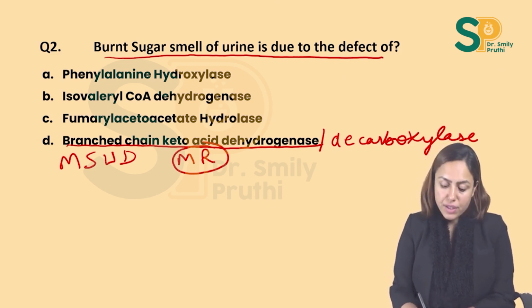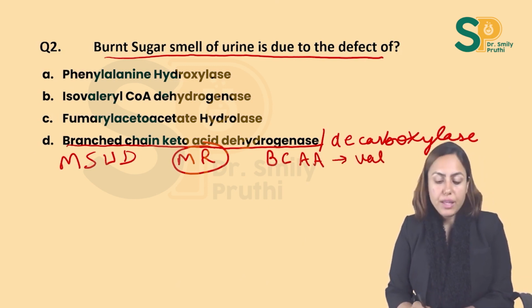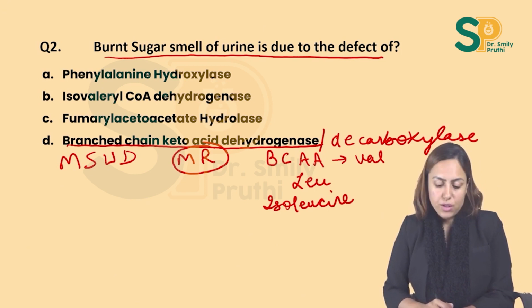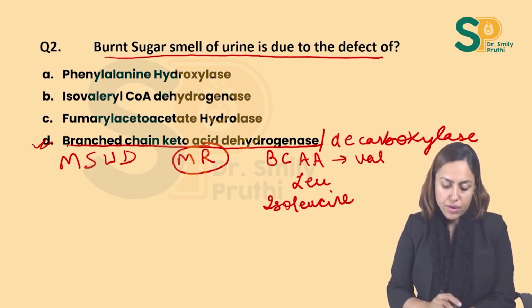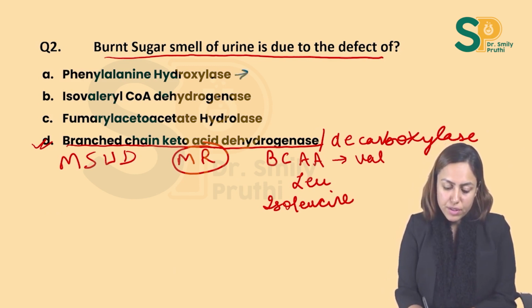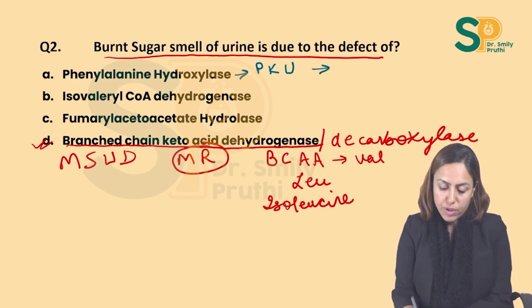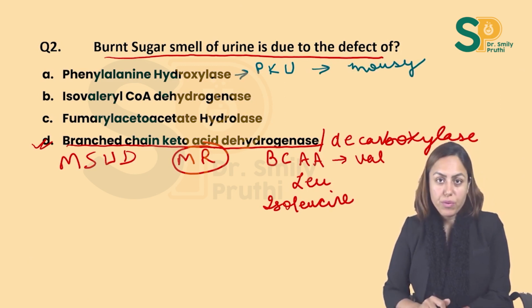And this is a defect in the catabolism of branch chain amino acids. Branch chain amino acids are valine, leucine and isoleucine, right? So the answer is D here. Let's look at the other options. Phenylalanine hydroxylase. This enzyme is deficient in phenylketonuria. And what is the body odor in phenylketonuria? It is a mousy or musty odor, right?